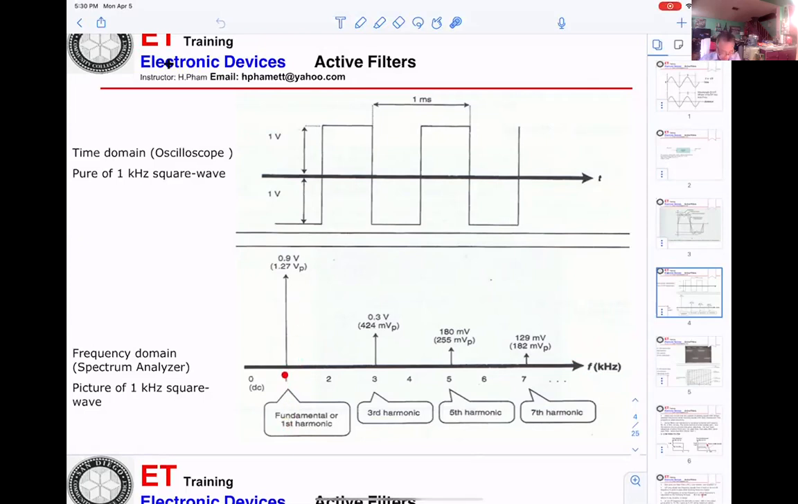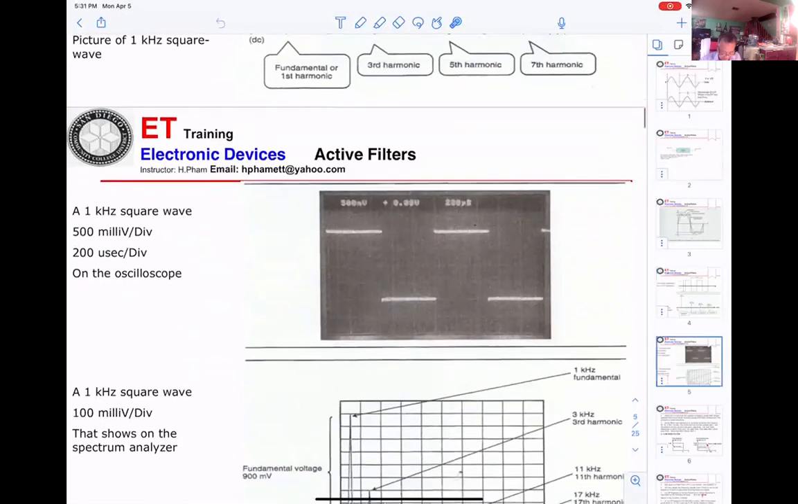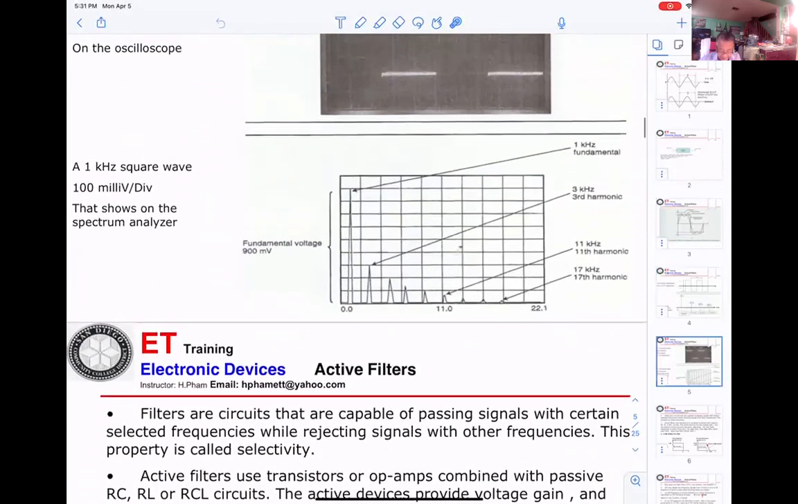First, you can see a fundamental. Next will be a third harmonic, fifth harmonic, and seventh harmonic, and so on, using only odd harmonics. So on the spectrum analyzer, you cannot see any square wave. It only displays the signal at a certain frequency and what the amplitude is supposed to be. This is just repeating the same thing.